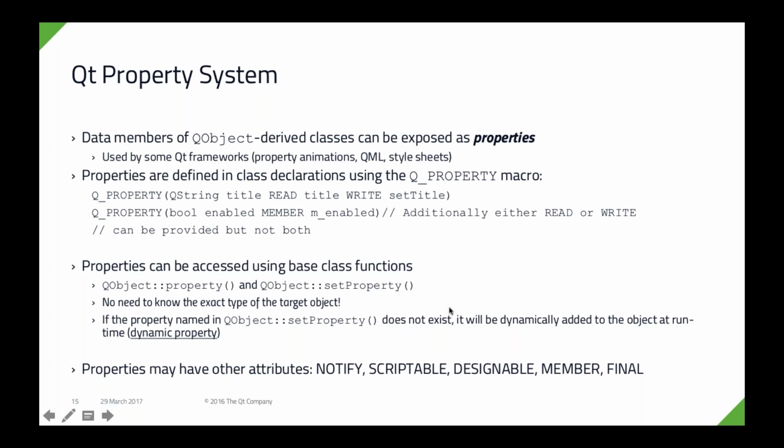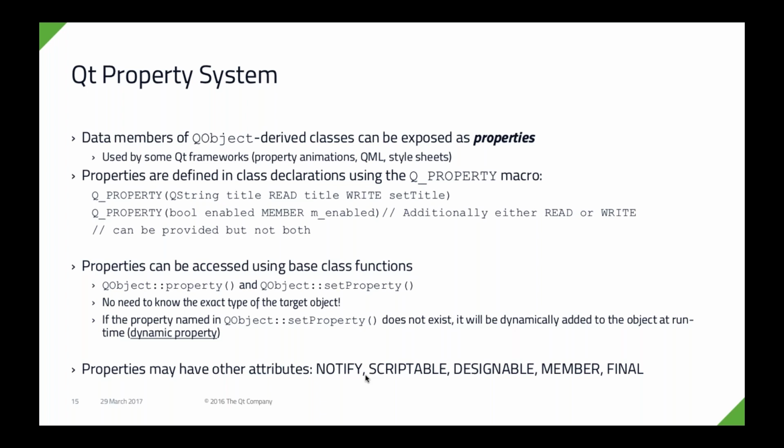If we know the name of it, and we know it's a QObject, we can access it and get it and set it using property and setProperty. Additionally, if you call setProperty on a property which doesn't exist, it will create it automatically. That's a second way of adding properties to an object, or to a QObject.